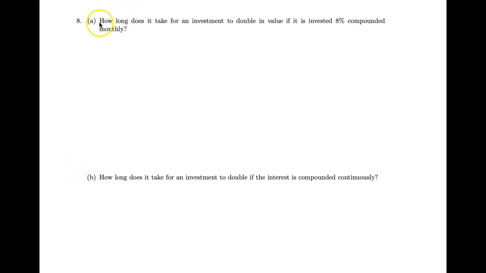So what we want to see is how long it takes for an investment to double in value if it is invested at 8% compounded monthly. In this case, we're not sure how much money we're going to put down, so let's just say that P is 100 right now. The question is asking how long it will take for that to double if it's invested at 8% compounded monthly. What that's telling us in this scenario is that A would end up being 200.